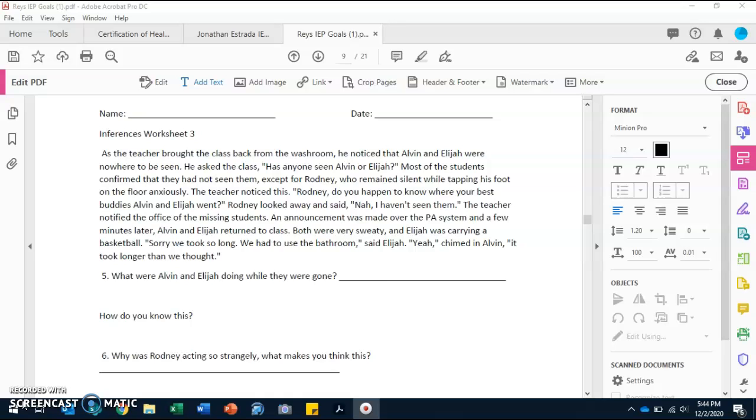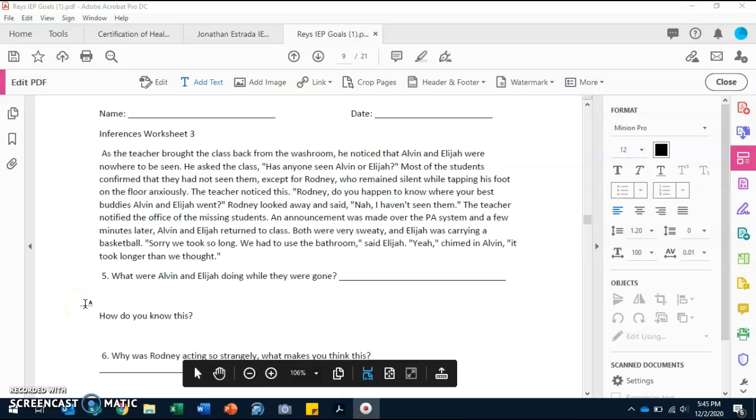So this is the worksheet, Ray. It starts off with "As the teacher brought..." So don't forget to write your name and the date. Today's date is December the 3rd, 2020. And then I will read the short story with you. I will answer question number 1 with you, and then you will answer the rest on your own.